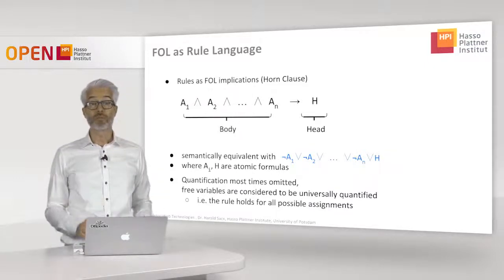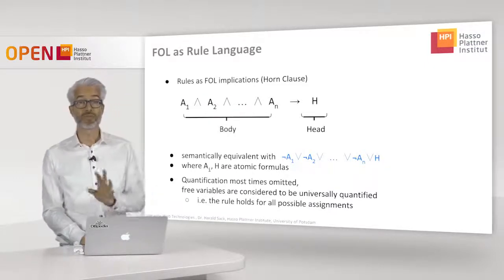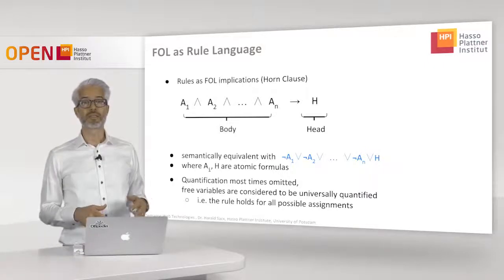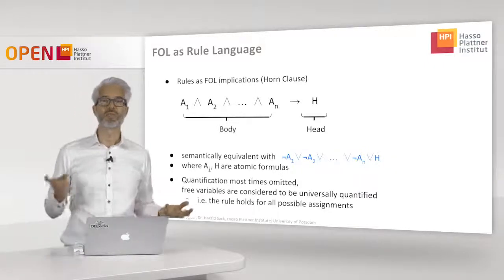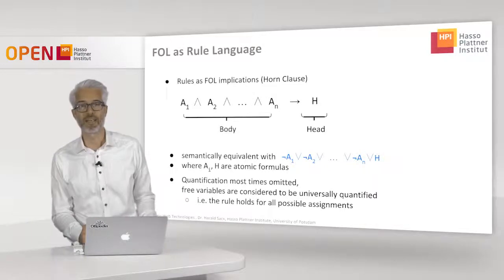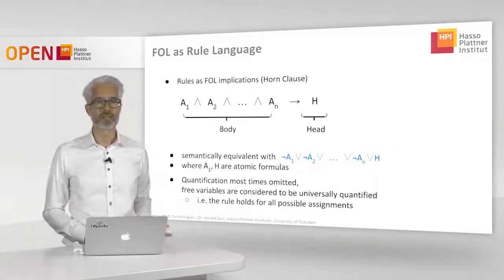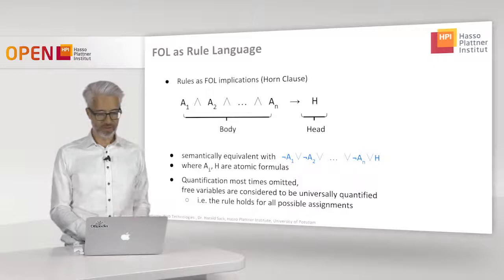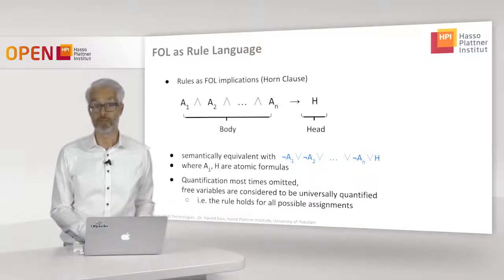Usually you omit the quantification there because all the variables that you see here are considered to be universally quantified. It means the rule holds for all possible assignments. Therefore, we usually do not write quantifiers in the rules because they are considered universal.